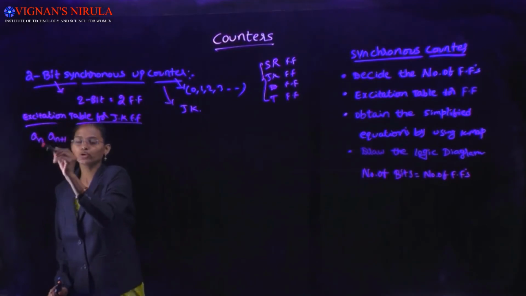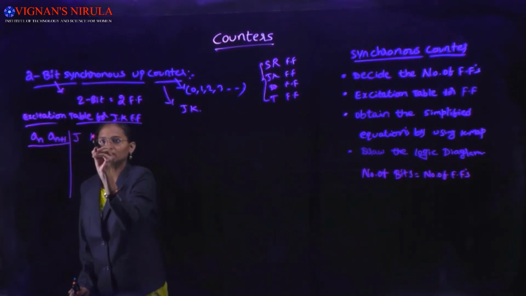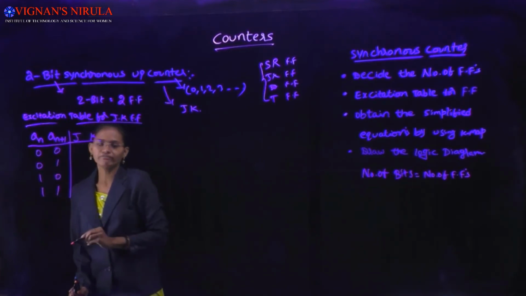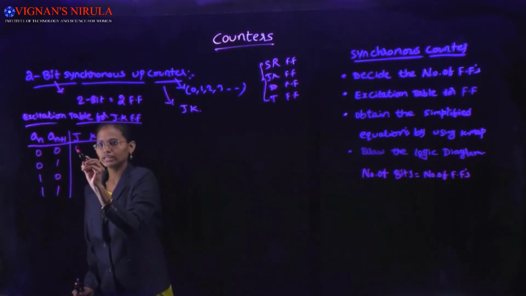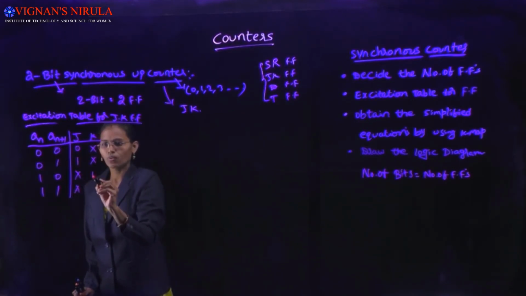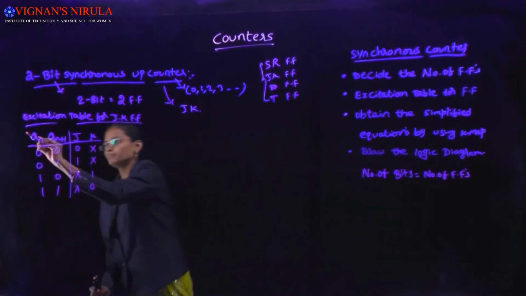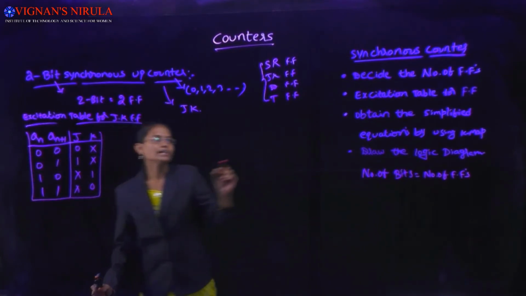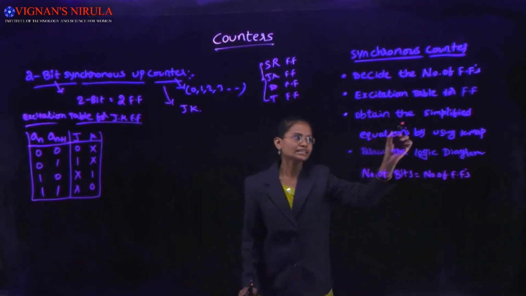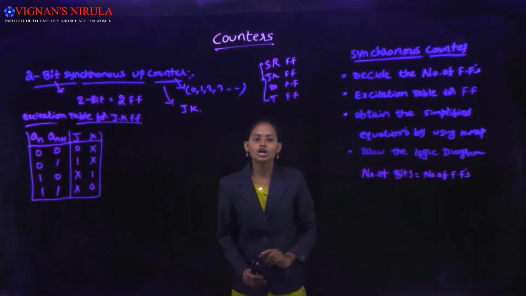Qn plus 1. Here Qn is the present state, Qn plus 1 is the next state. JK: 0 0, 0 1, 1 0 and 1 1. Here J is 0, 1, x, x and K is x, x, 1, 0. This is the excitation table for JK flip-flop. Okay. And second step is completed. And next third step is obtain the simplified Boolean equation by using the K-map. And last step is draw the logic diagram.